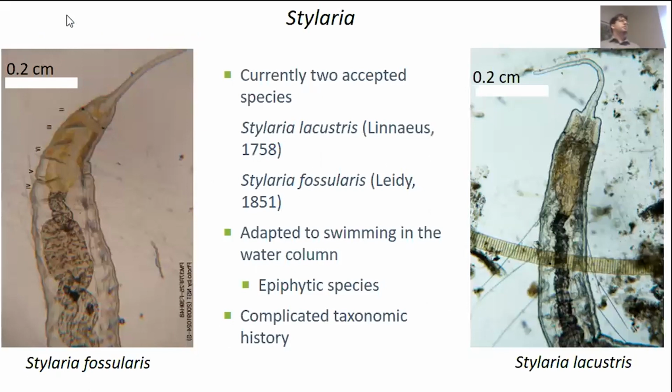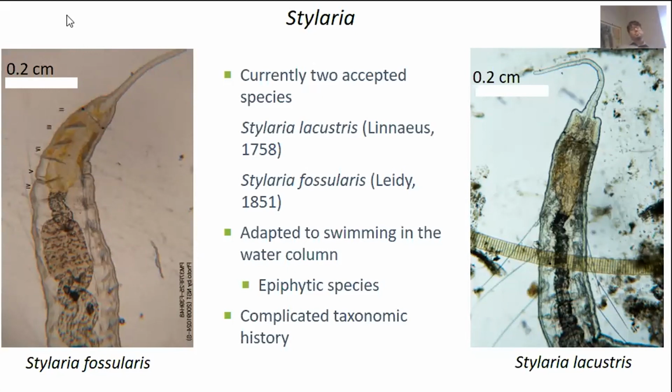So what group are we actually working with? We are working with Stylaria. Stylaria is a small group, only 2 recognized species. Stylaria lacustris, which is this individual on the right, and Stylaria fossilaris, individual on the left.